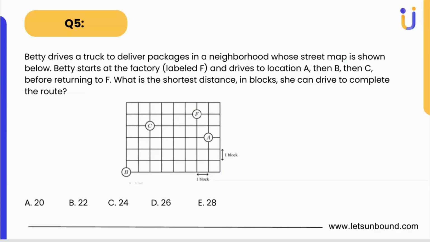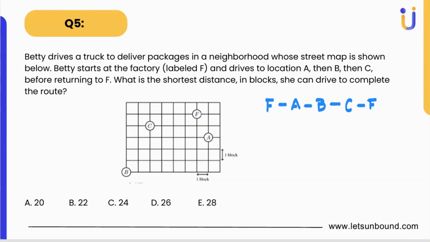Betty drives a truck to deliver packages in a neighborhood whose street map is shown. Betty starts at the factory labeled F, drives to the location A, so it is from F to A to B to C and then back, returning to F. What is the shortest distance in blocks she can drive to complete the route?